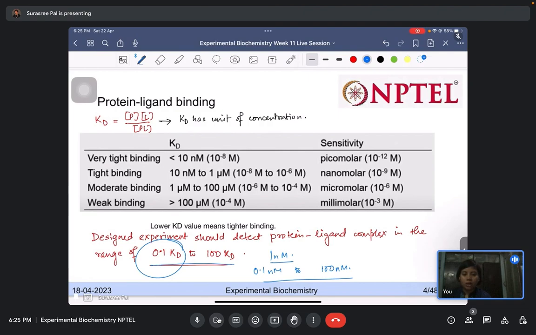So you can assume that for very tight binding, the range should be in picomolar. For tight binding, the sensitivity should be nanomolar. For moderate and weak binding, the sensitivity should be in the micromolar or millimolar range. So these are the considerations that should be taken care of before designing an experiment to determine the value of Kd of a protein-ligand binding.